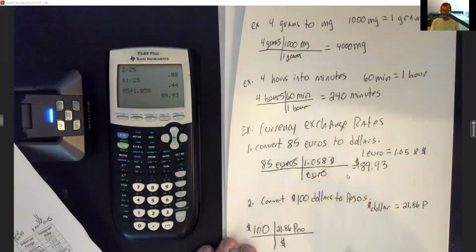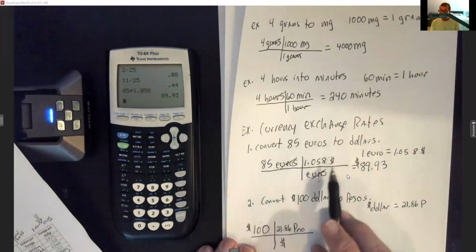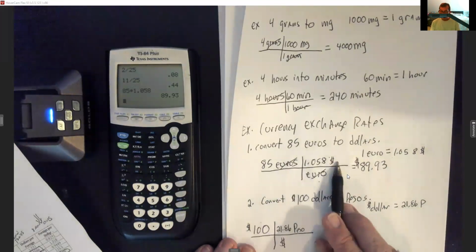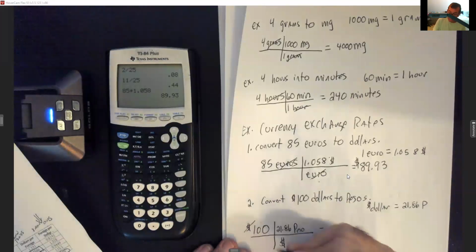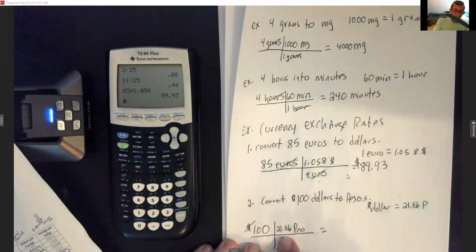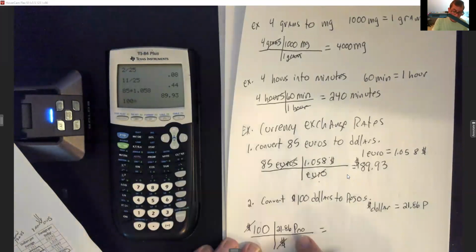So see the difference here? When I was converting from euros to money, the number went with the money. When I'm converting from our money to their currency, the number goes with their currency. Because see what happens? My dollars cancel. So let's multiply and see how many pesos that is going to equal.